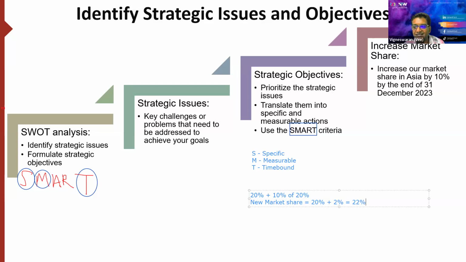So maknanya, let's say I set this goal by the end of December 2023. Let's assume that we are in 2022. Let's say I set this goal by the end of 31st December 2023. So when January 1st, 2024 comes, I can see whether I've achieved my goal or not. And during the period from January 1st, 2023, right up to December 31st, 2023, I can measure whether I'm progressing towards my goal or not.